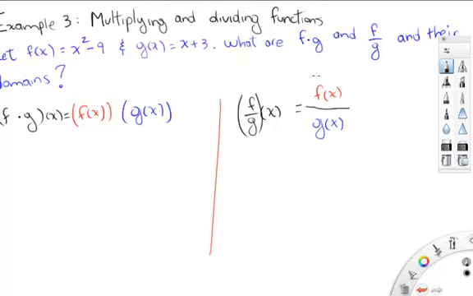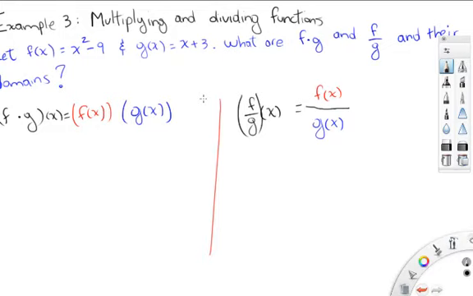Okay guys, so we're going to go ahead and explore the next example, which is going to allow us to multiply and divide. It's similar to what we did before, but this time instead of adding and subtracting, we're going to multiply and divide. So let's say that we have a function f of x, which equals x squared minus 9, and g of x, which is x plus 3. The problem in this case is asking us to find f times g, and f divided by g, and their domains.